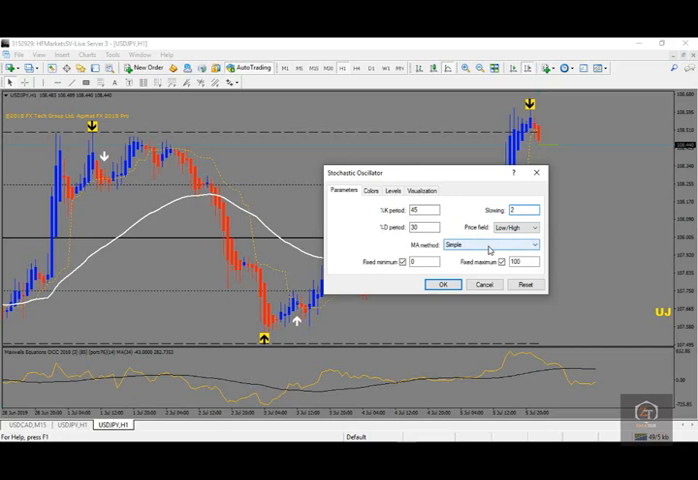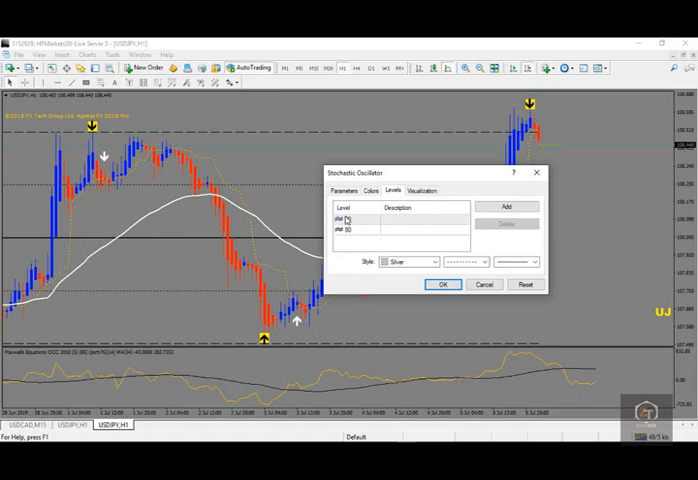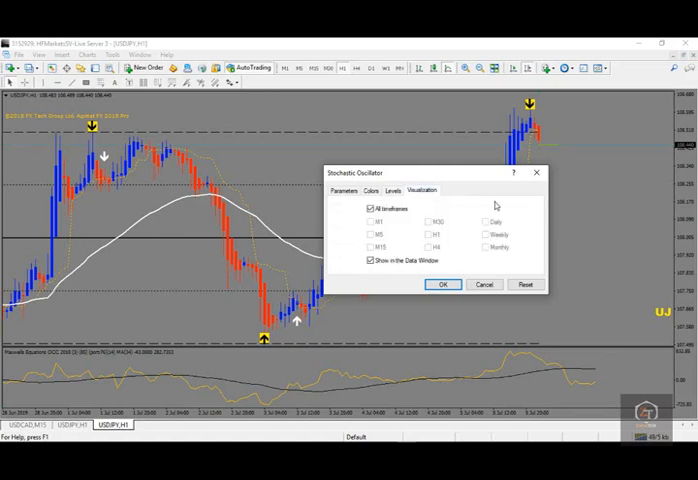Then price field is low/high. Moving average is simple. Then come to this color and leave the color as it is, and maybe you can increase the width of your lines. Levels 80 and 20, leave it like that. Then visualization, leave it on all time frames, or you can choose the specific time frame you want. So the parameters are 45, 32 or 50, 32. These are very key, you need to use them for this.